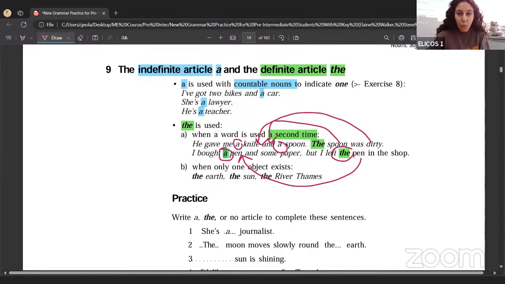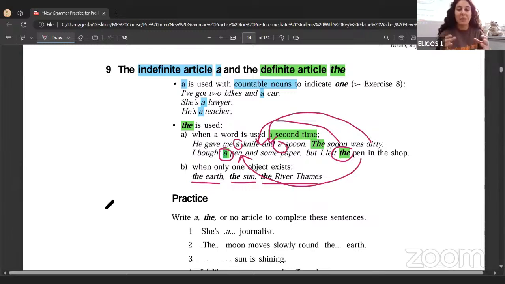And when only one object exists, we never say a Earth, because there's not many of them. There's only one of them. There's only one Earth, one sun, one river, one Amazon river. So we say the Earth, the sun, and the name of a river or a mountain. There's only one of it.